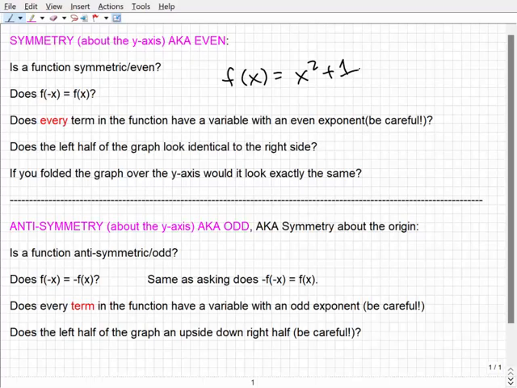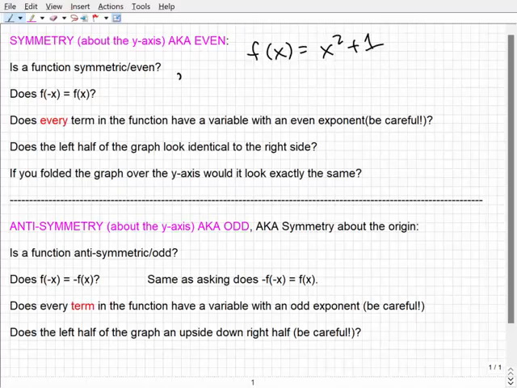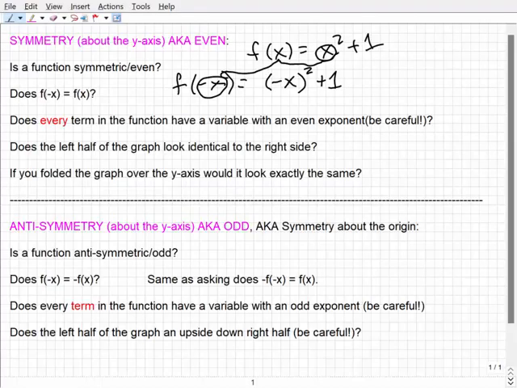If I replaced x with negative x, and here is a little technical thing y'all seem to have problems with: everywhere there's an x, replace it with negative x. Here's an x, I'm going to replace it with negative x. And there's no x's here. So you need the parentheses because the x is getting squared. We're replacing the x with negative x, so the negative needs to be squared too.